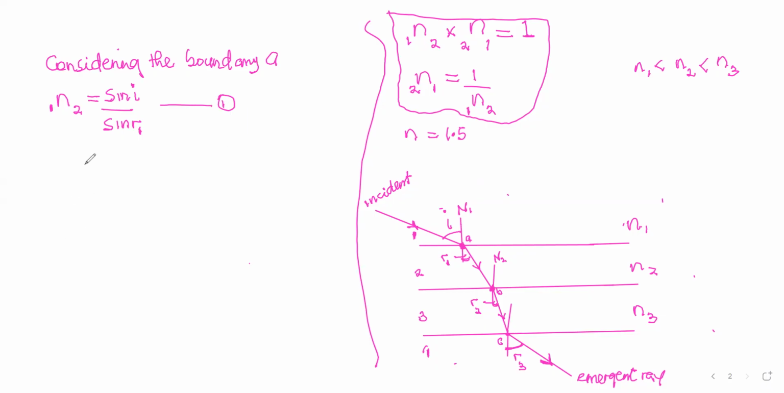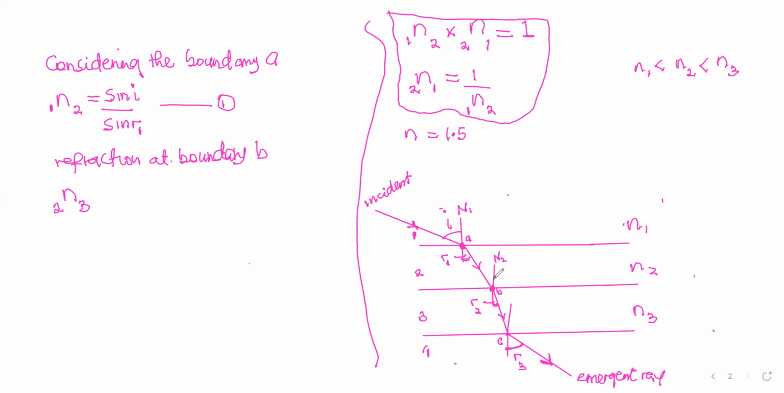Okay, so let's also consider refraction of light at boundary B. Note that I said refraction occurs at the boundaries. Now, if we are considering the refractive index as light moves from medium 2 to 3, 2 to 3.